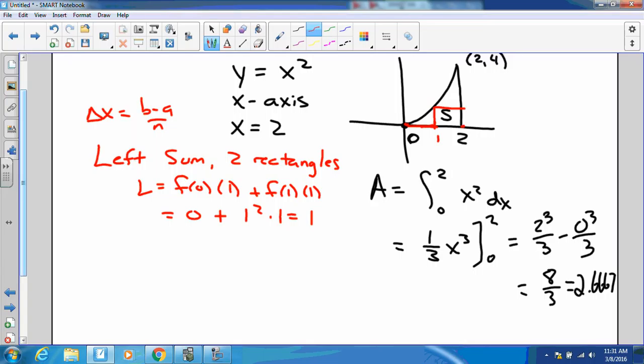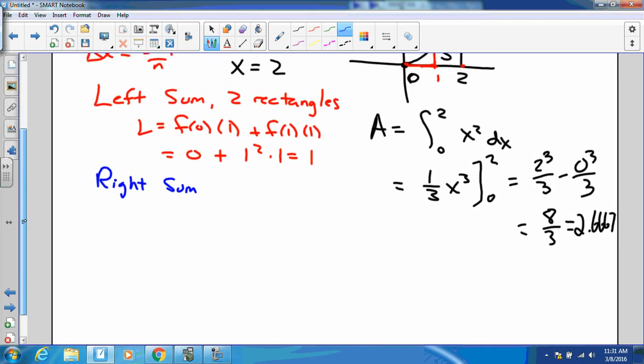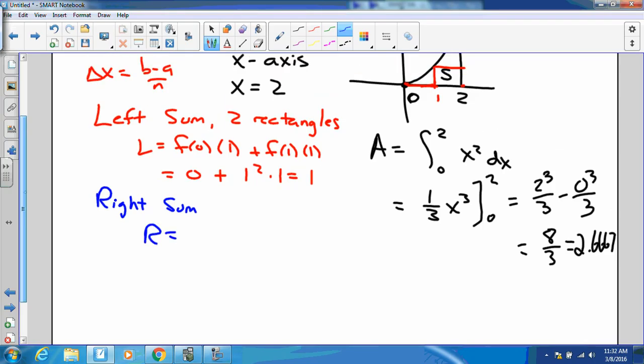Okay. How about our right sum? Now, we'll cut our left sum a little bit of slack because the left sum, after all, was just 2 rectangles. So we didn't really give it much of a chance to do a very good job, right? 2 rectangles is small. Yeah, if we did 30, we'd come close. How about our right sum?